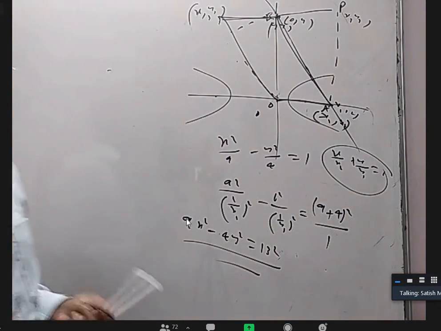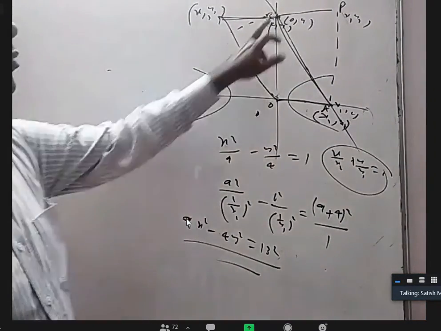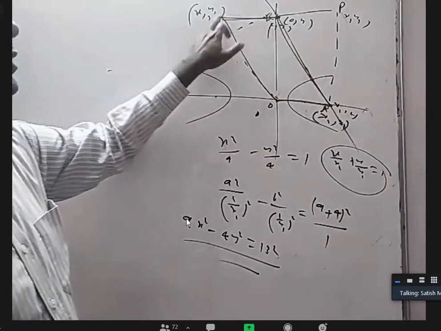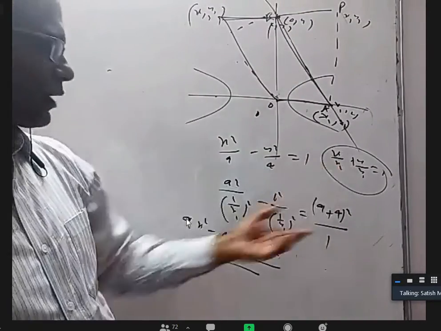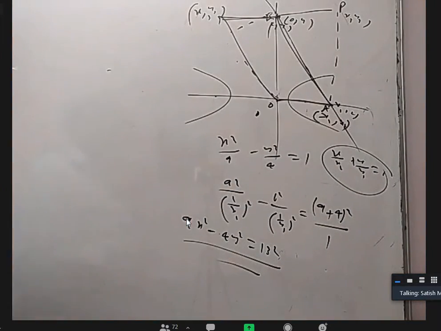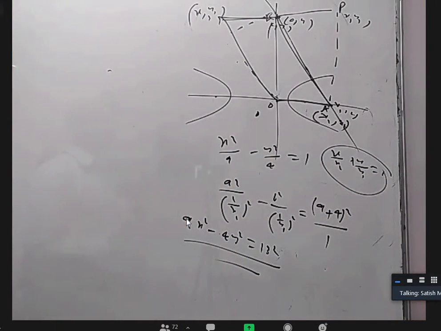Actually, both loci are the same. One point is on this side and another point is on this side. But if y is replaced with minus y, our locus doesn't change anywhere. Is it okay? Yes, sir.